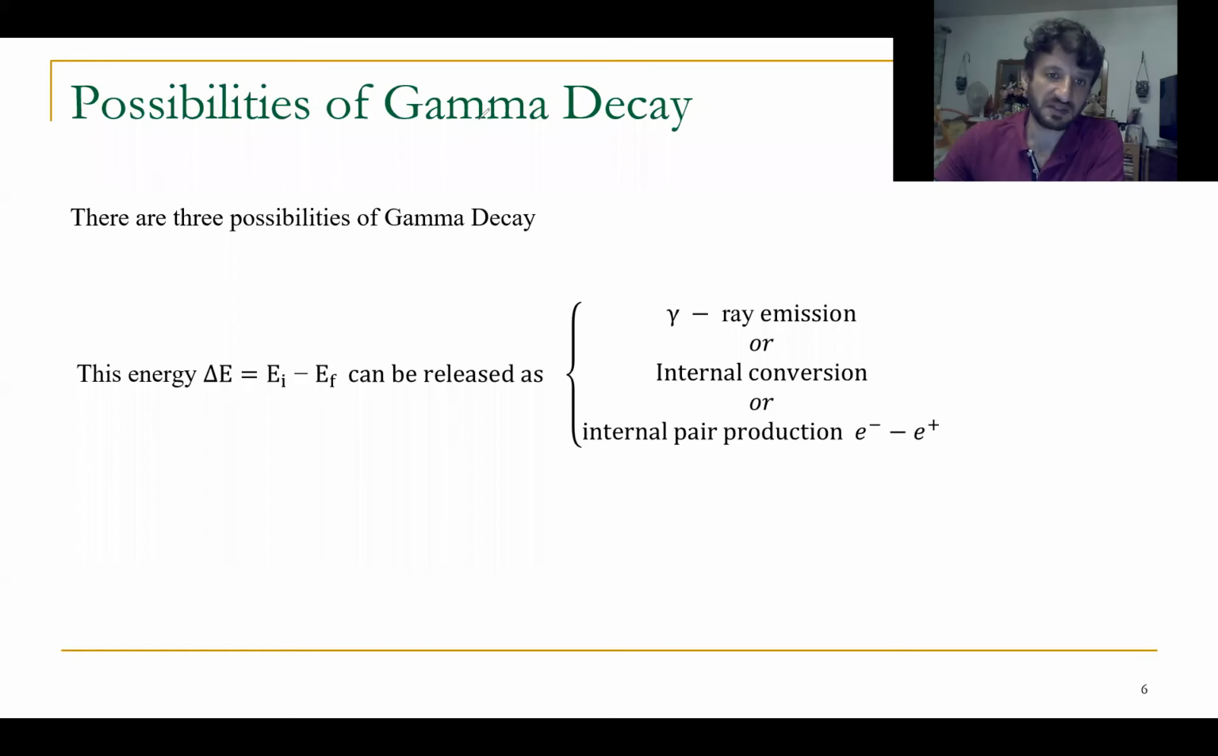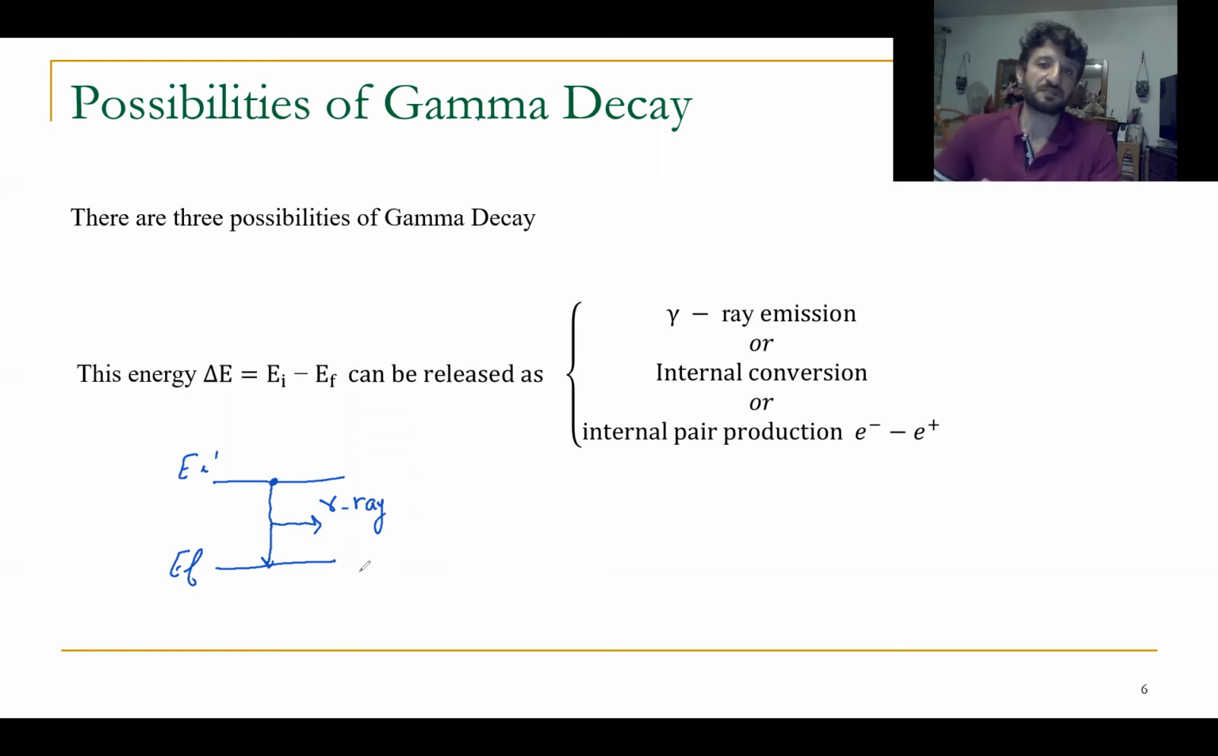Possibilities of gamma decay. During the gamma decay process, we release a quantity of energy delta E, which is equal to E initial minus E final. The initial nucleus will be at the upper level and will decay to the lower level by emitting a gamma ray.